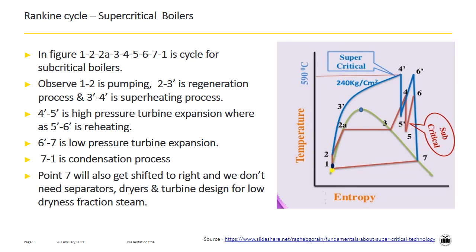4 dash to 5 dash is expansion of steam in high pressure steam turbine. So this will give you power output. 5 dash to 6 dash is reheating in reheater. So again temperature will be increased to 590 degrees centigrade as you can see in the sketch. 6 dash to 7 is expansion of steam in low pressure steam turbine, and 7 to 1 is again condensation just like previous process.